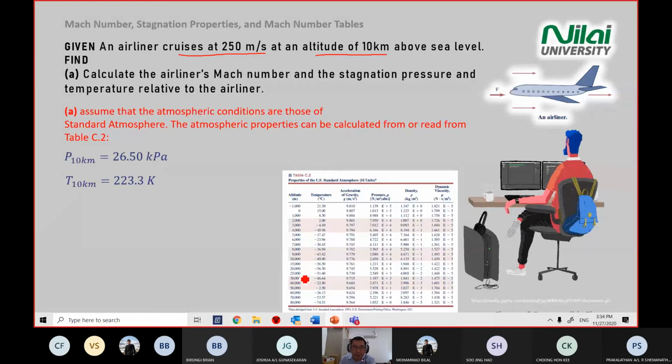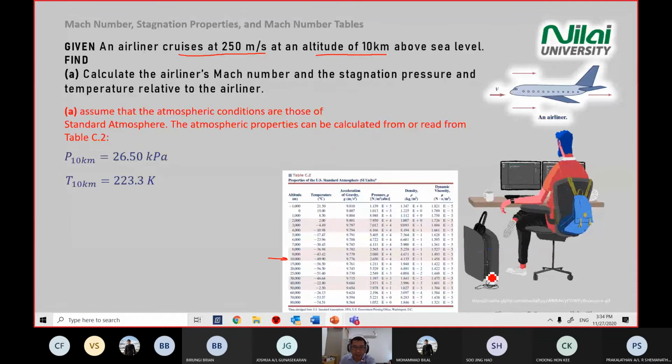Okay, how do you use this table? You are given the altitude, 10 kilometers, right? What is the value of pressure at this altitude? You see this one, right? It's really small. But on your screen you can see, right? Are you using a handphone or a computer? I'm using a headphone to talk. Okay, so next time it's good that you use a desktop.